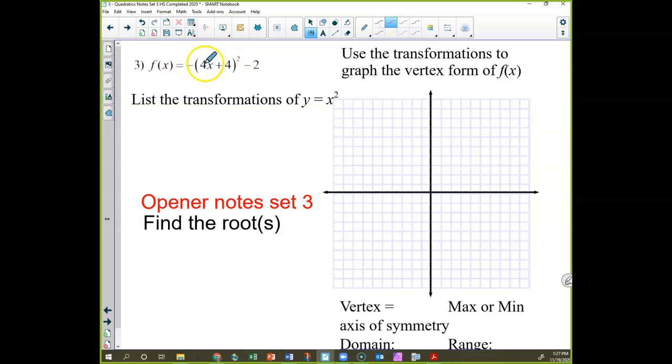And the reason I can't describe them all is because inside this parentheses, I actually have 2 transformations going on, and I need to separate them. So the first thing we ought to do is factor out that 4. So 4 times x is 4x, and 4 times 1 gives us 4. That's still all being squared. We aren't changing the problem. We're just writing it so we can list our transformations. That needs to be step number 1.